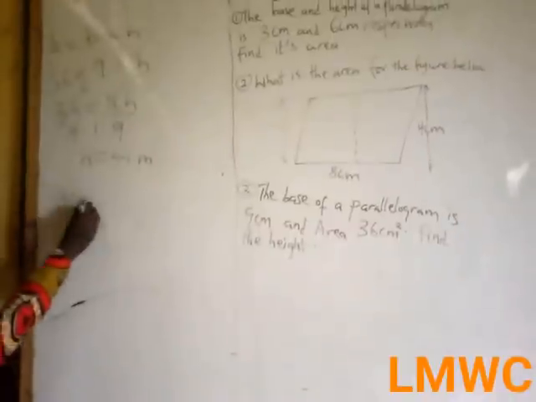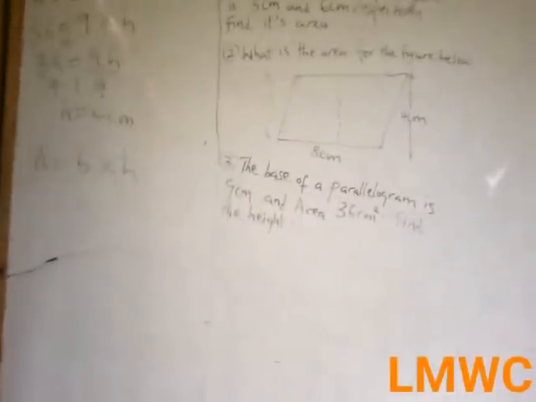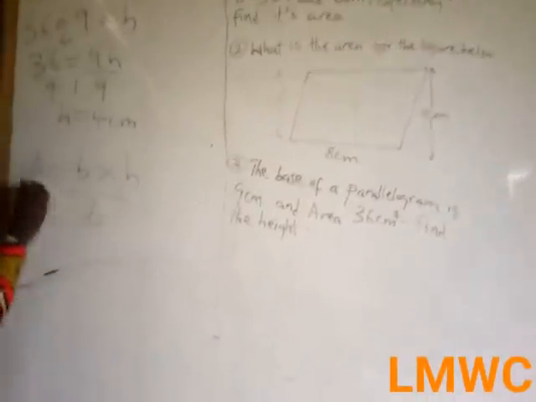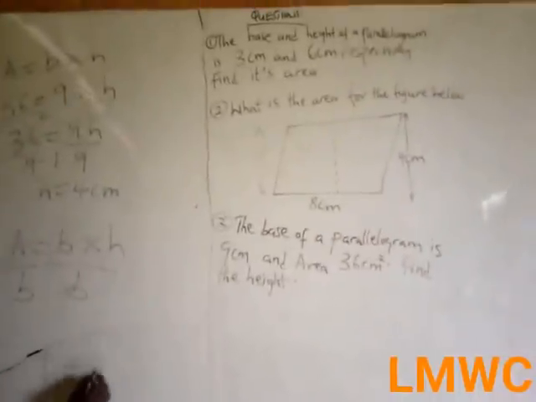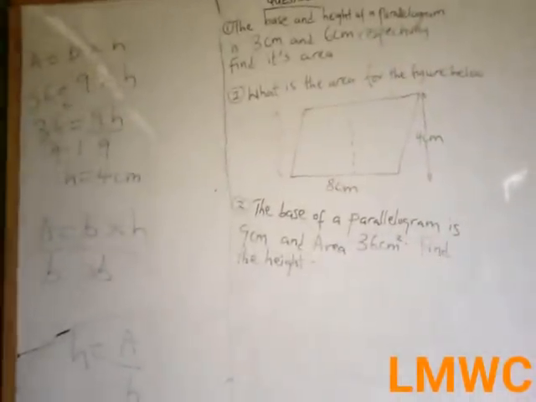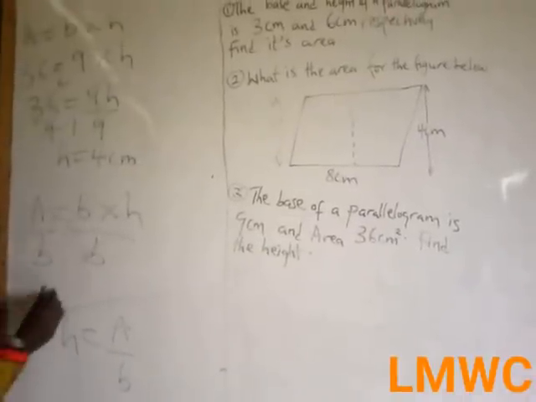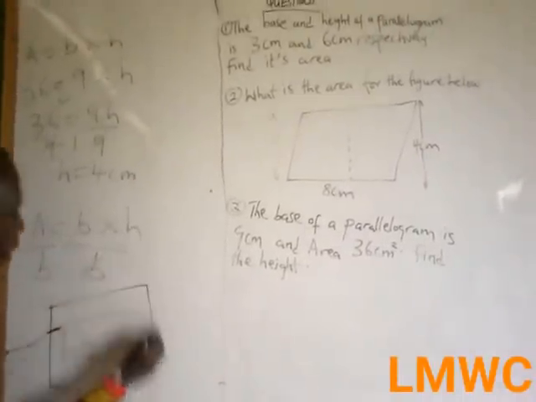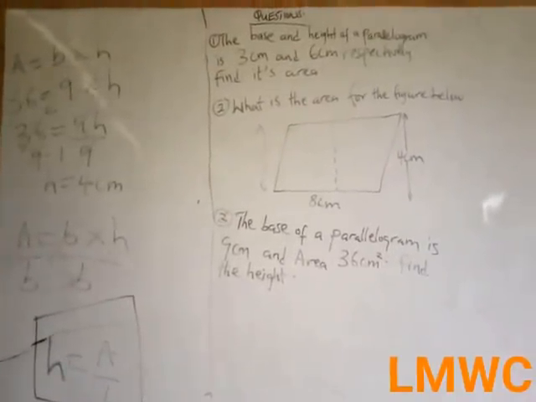So it's just elimination by substitution, or you can use the formula approach. You know A is equal to B times H. So to find H, you divide through by B. We divide this portion through by B. So H is equal to A over B. Always, if you are given area and base of a parallelogram, this is the formula. H is equal to A over B.